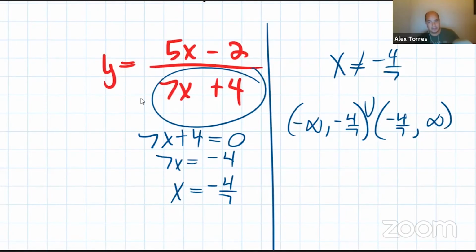And if you know this method, you know that the round parentheses tell us that they're not actually part of the solution set. So these round parentheses are telling us to skip the number negative 4 over 7 and include every other number besides that.